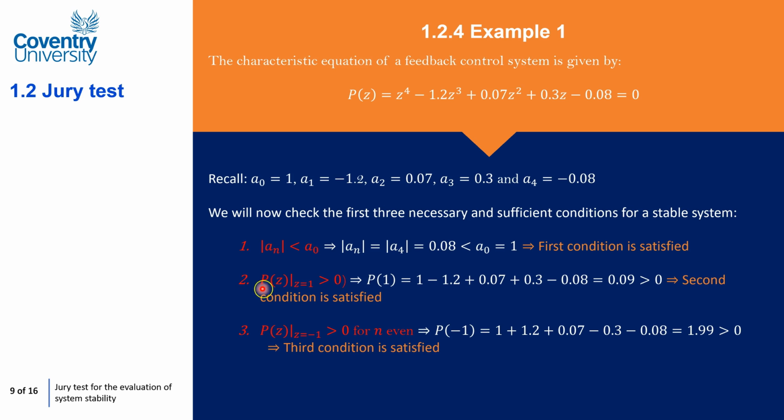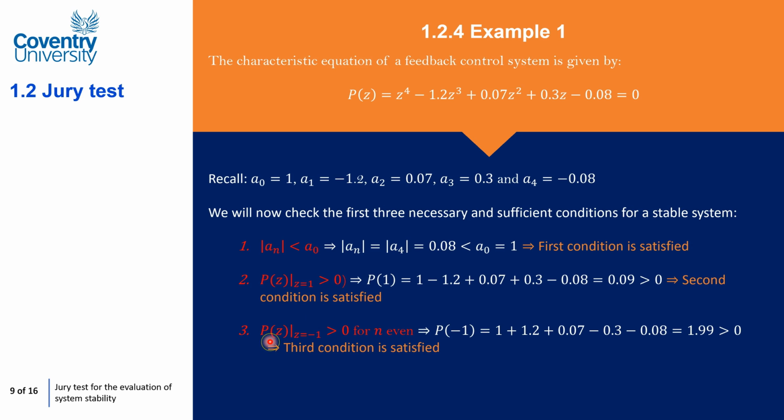And then if you remember the second condition, whereby I effectively just replaced all the z terms by 1. You can see here I've put p1 and then replaced all the z terms with 1, and then worked out the product to be 0.09, which in this case is greater than 0. So the second condition again is satisfied.